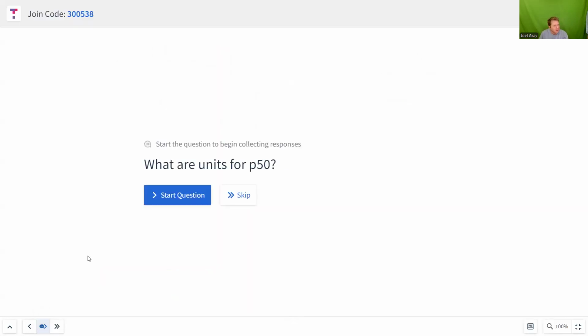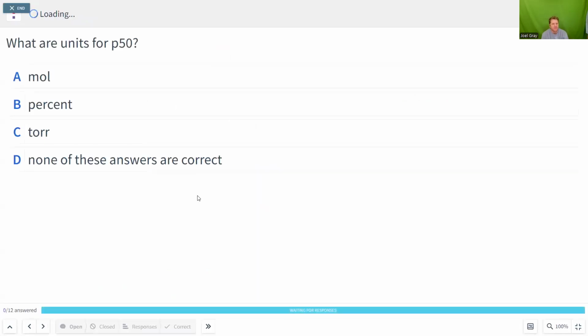So with that in mind, I want you to think about this. What are the units for P50? What do you think the units are for P50?